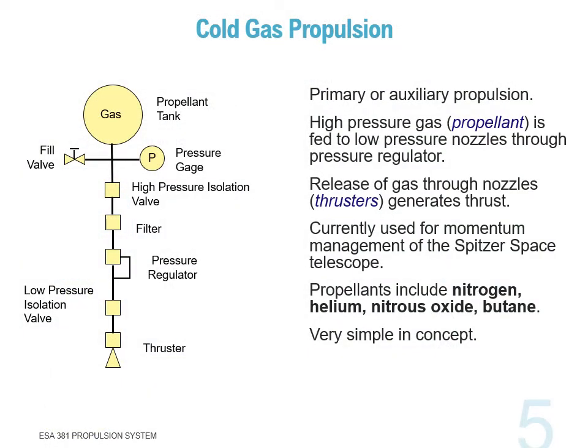This is an example of cold gas propulsion, where high-pressure gas propellant is fed to a low-pressure nozzle through a pressure regulator and then the gas is released through the nozzle thruster to generate thrust. Normally the propellants used in this type of propulsion are nitrogen, helium, nitrous oxide and butane.